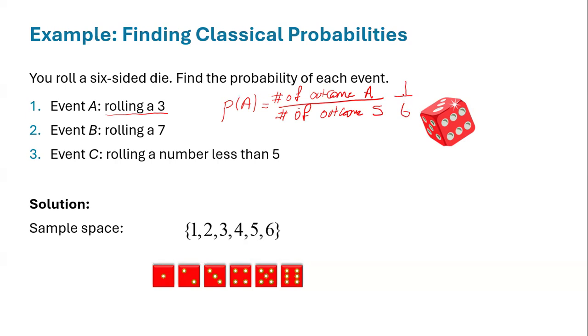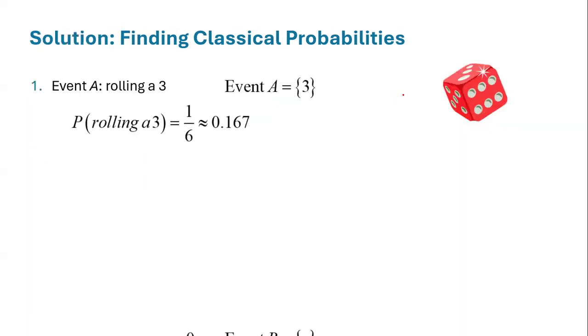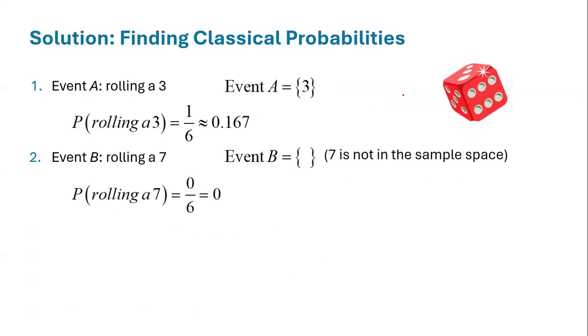Event B is to roll a 7. Again, I need to have a sample space, which I have. The sample space is always the same for all events in that experiment. Now, how many outcomes do we have in event B? How many number 7s do we have on a die? Nothing, 0. So that means the probability is 0/6, which is 0.